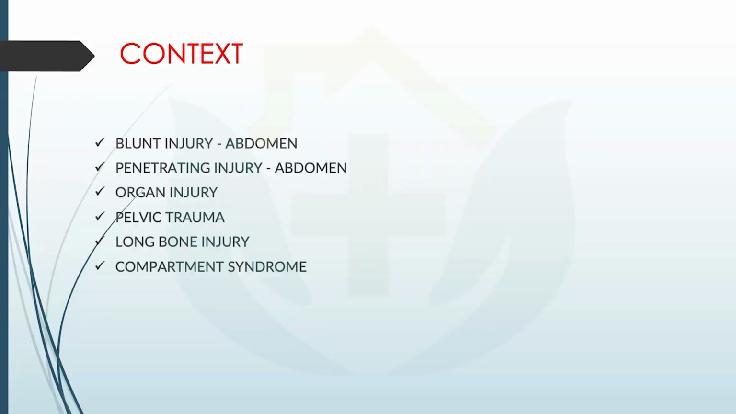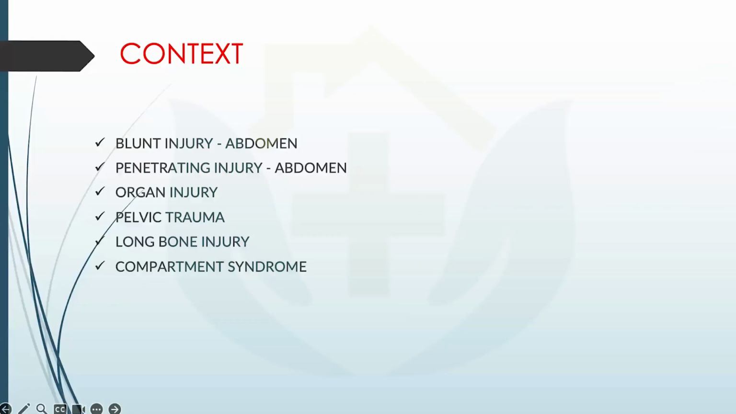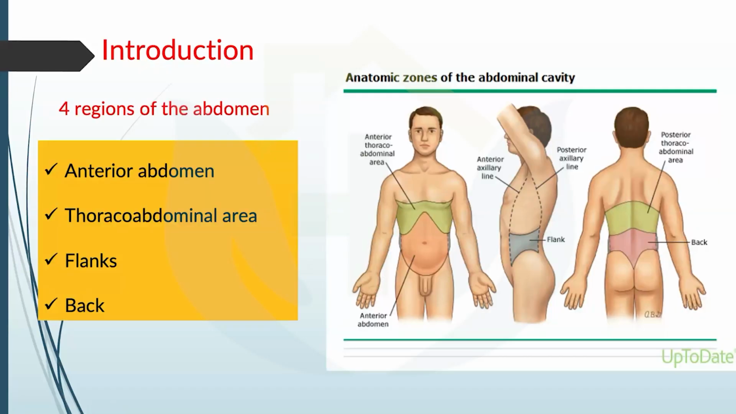Now, the next part of the discussion is abdominal and pelvic trauma. This is a huge topic, and to be very frank, questions are seldom asked from this concept. So I will quickly go through the main parts that are important for clinical practice, and for exam purposes, we have to know a few very basic things in this concept. We'll cover blunt trauma abdomen, penetrating injury, organ injuries, a few pelvic injuries, and compartment syndrome.